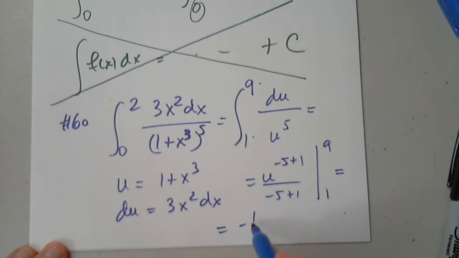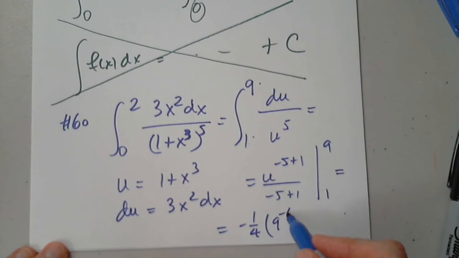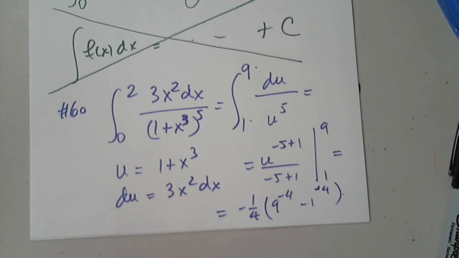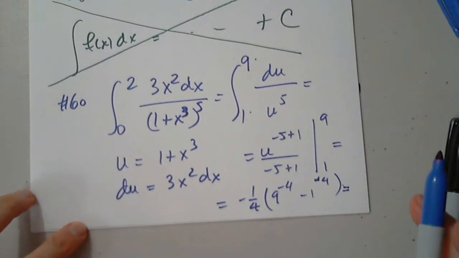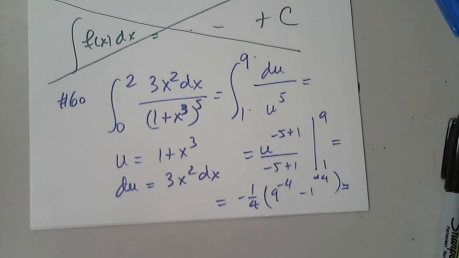So in front I have negative 1/4, and this is u to negative 4. So 9 to negative 4 minus 1 to negative 4. This is what I want to see. And then the arithmetic you don't have to perform. Okay? You can leave it alone if you don't want to calculate it. I don't need approximations. You don't need to punch it in the calculator. This is good enough for me. Does that clarify the question or the issue here?